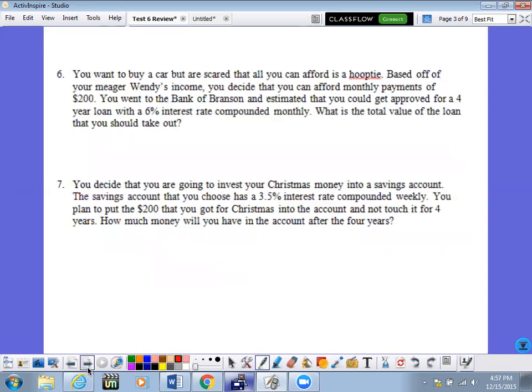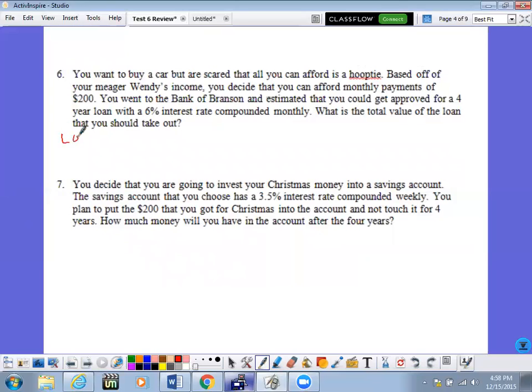All right, moving on. Number 6, you want to buy a car, but you're scared you can't afford it. All you can afford is a hoopty. Based off of your meager Wendy's income, you decide that you can afford monthly payments of $200. You went to the Bank of Branson and estimated that you could get approved for a 4-year loan with 6% interest rate compounded monthly. What's the total value of the loan that you should take out?